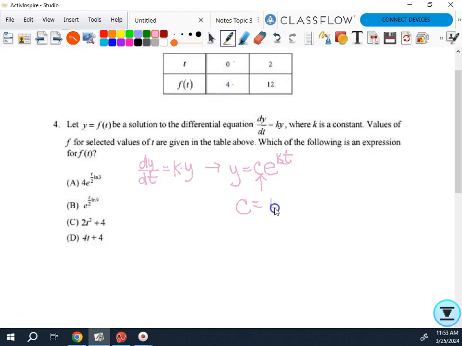So c equals 4. And the only one that looks like that at all, there's a 4 in here, but we don't have the e to the kt, my answer is A. That's it.